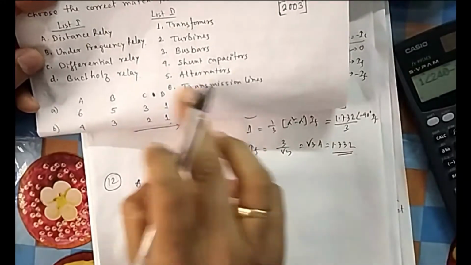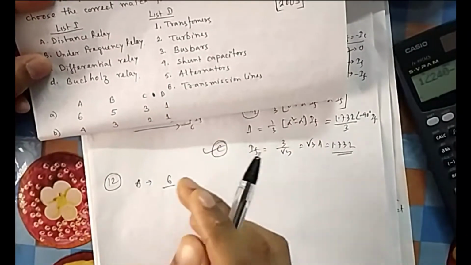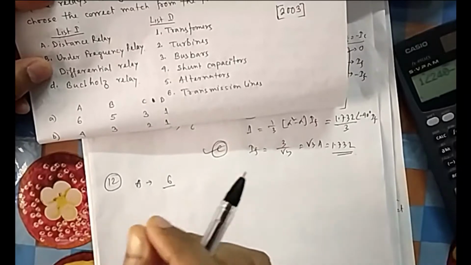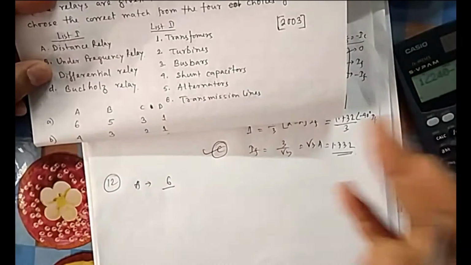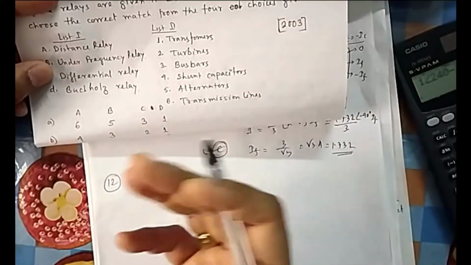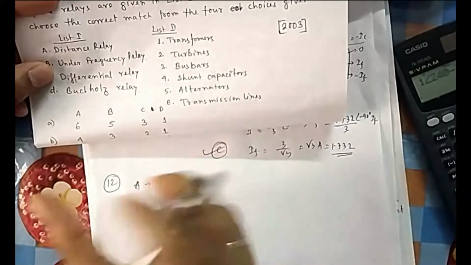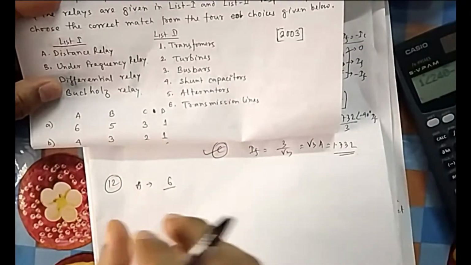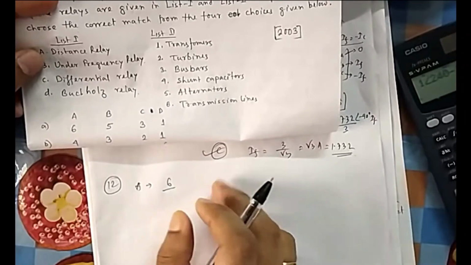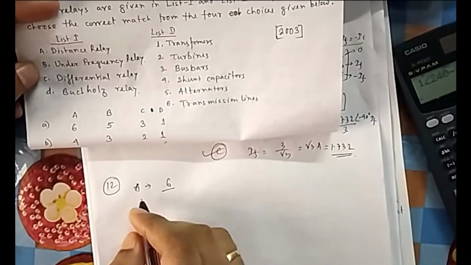So why is it the transmission line? Because for distance relay, you will give an impedance which is proportional to the line. As you proceed along the transmission line, the more length you go, the more impedance you will get. Accordingly, that impedance is given as the setting. So the impedance of the transmission line is the set point of the distance relay. That's why it is on the transmission line.